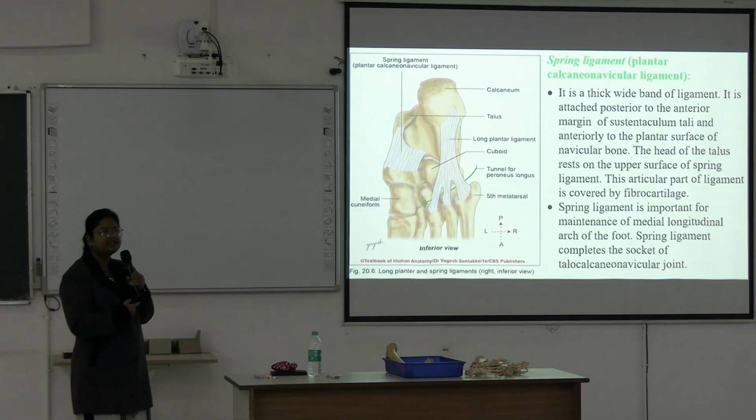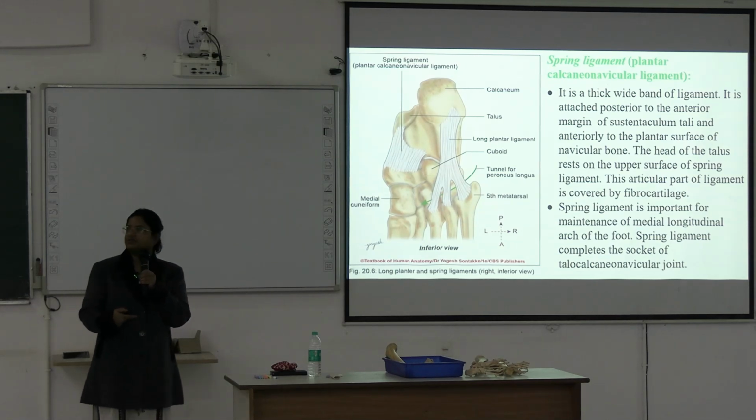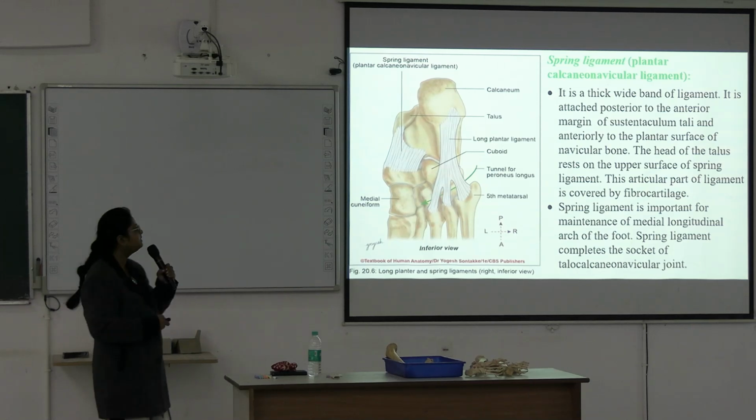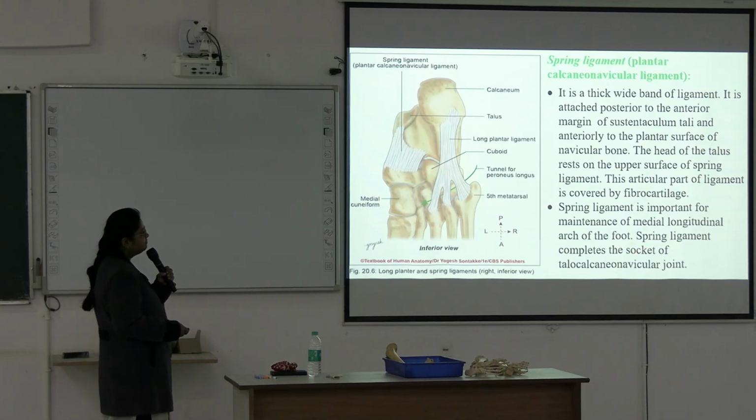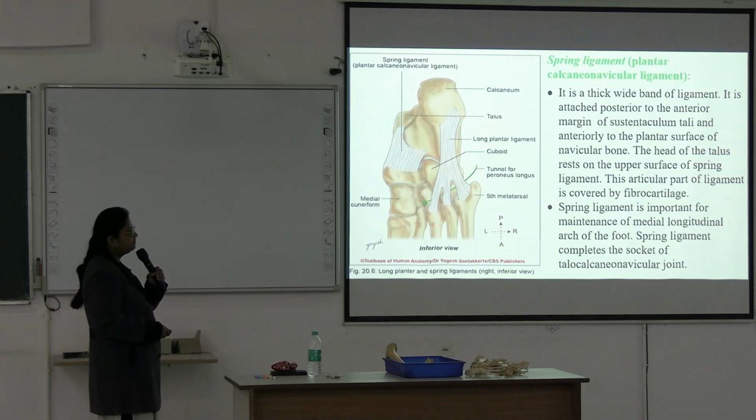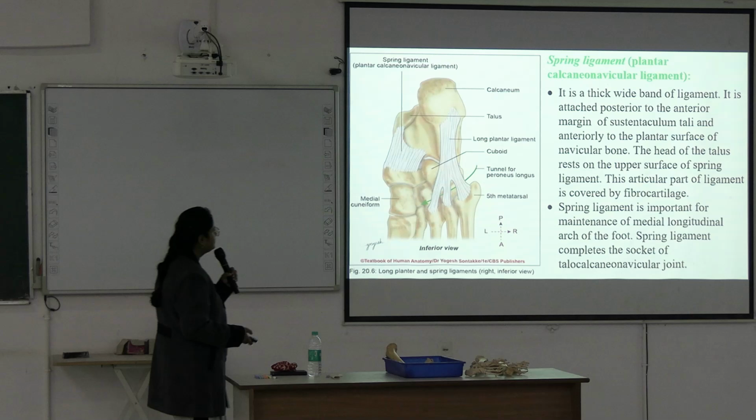Here it forms the ball and socket type of joint, the talocalcaneo-navicular joint, and spring ligament is important for maintenance of the medial longitudinal arch of the foot and it completes the socket for the talocalcaneo-navicular joint. Okay, next.